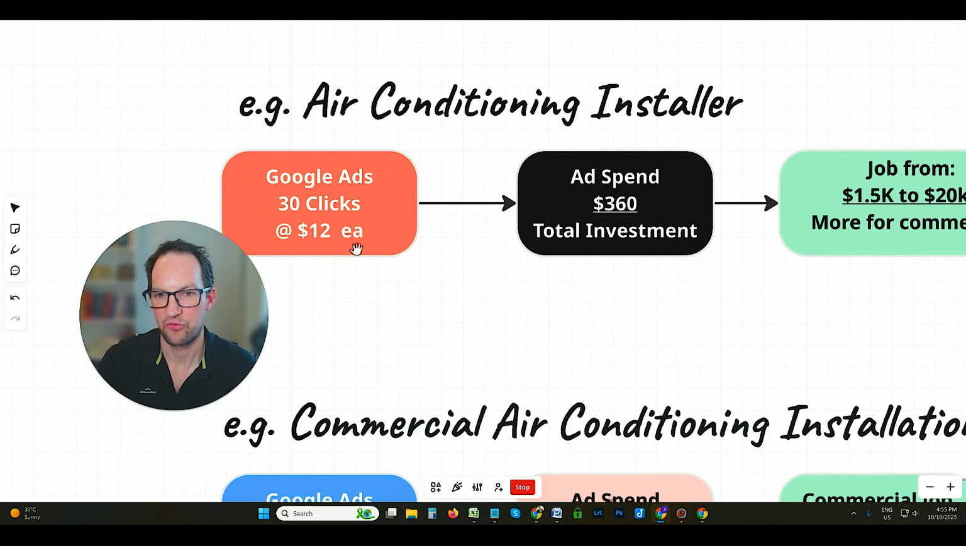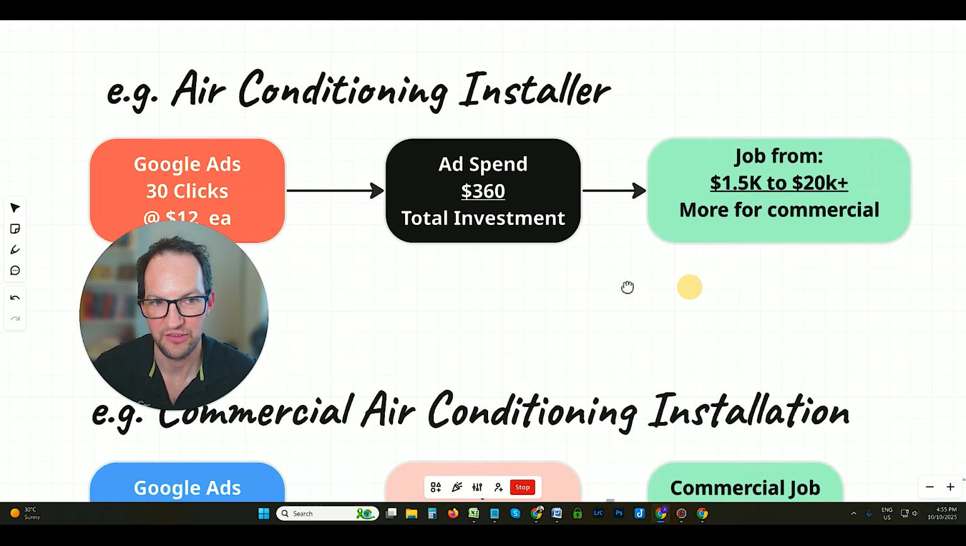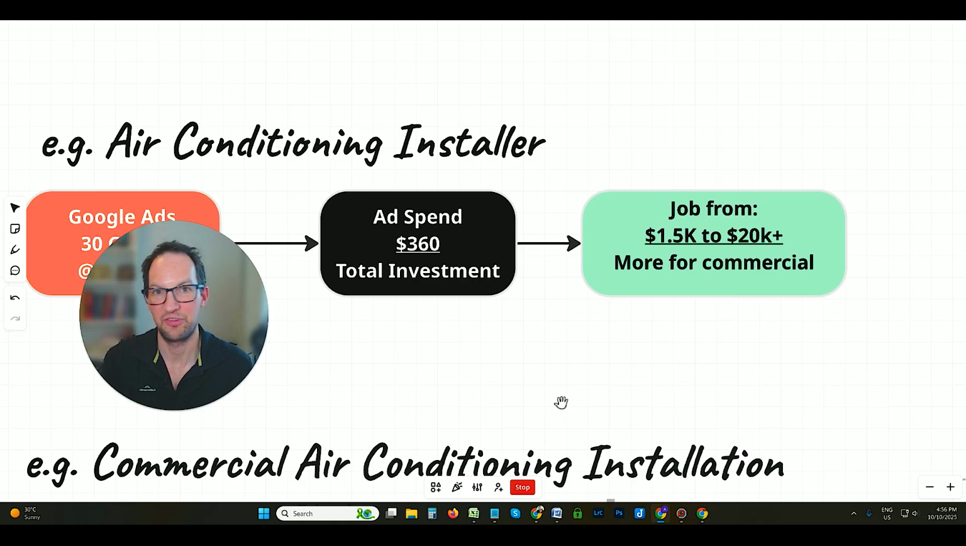So if we take 30 clicks at $12 each, we get a total ad spend of $360 to get a customer. And your average air conditioning job, it could be for residential, it might be 1.5K, anything to 20K for a fully ducted system. And in my mind, $360 to get one customer, that's going to be well worth it. But you know your numbers as a business owner, so you need to answer that question yourself.